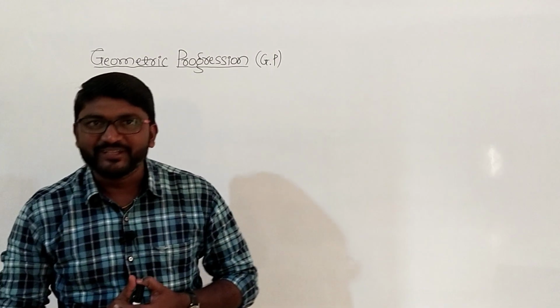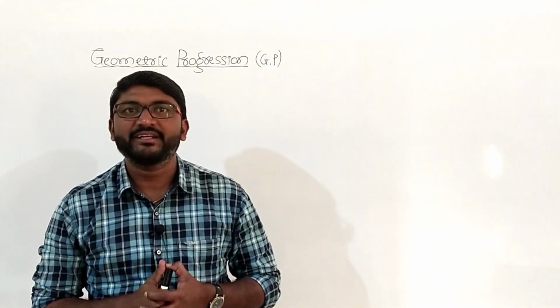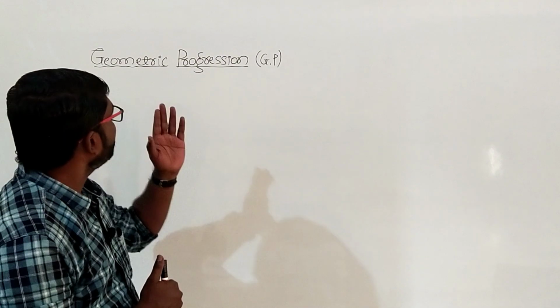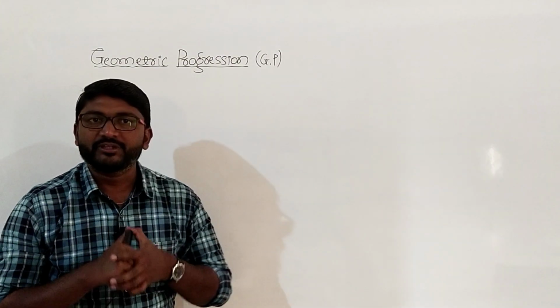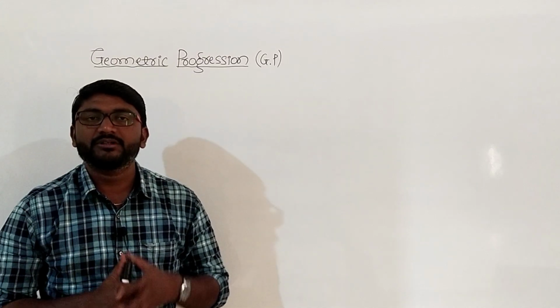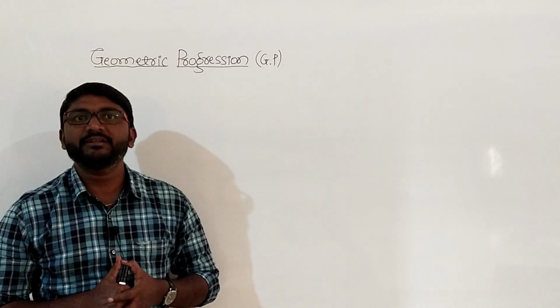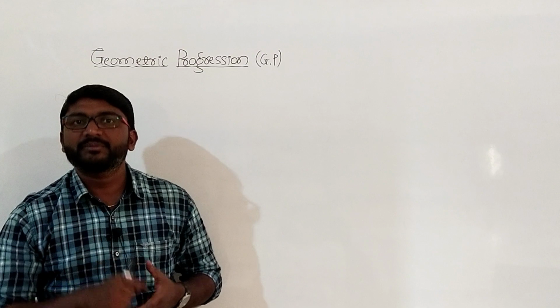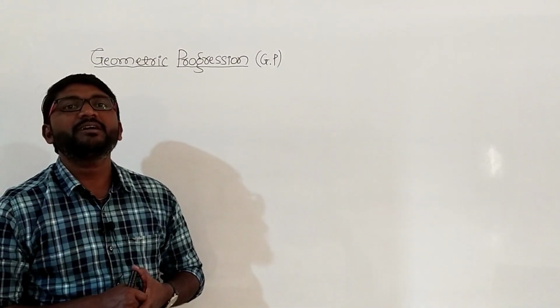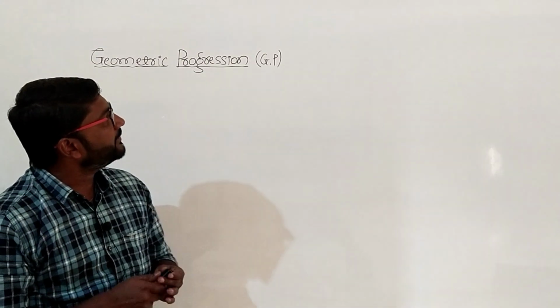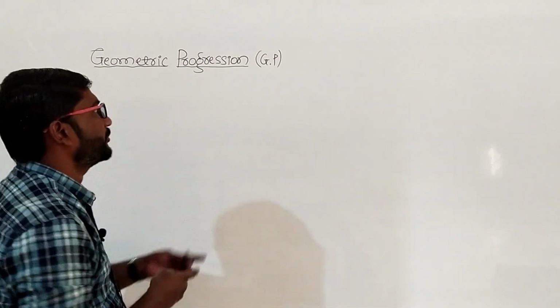Well, good evening students. So in the last class we have completed the arithmetic progression. In today's class let us discuss about the geometric progression. In short it is GP. So here we will be discussing about the definition of the geometric progression and then the standard form of a GP and then the sum to n terms of a GP. So let us take up the definition of the geometric progression.